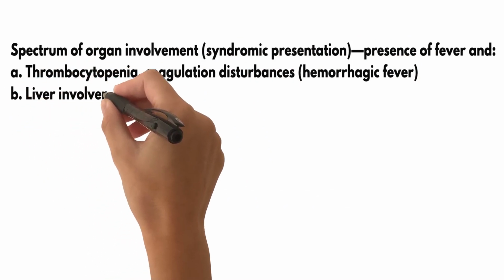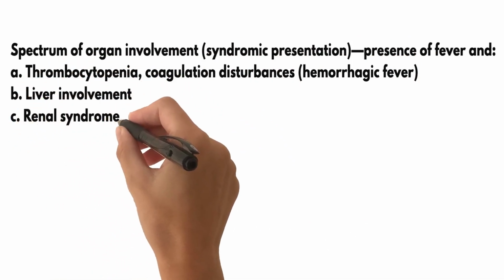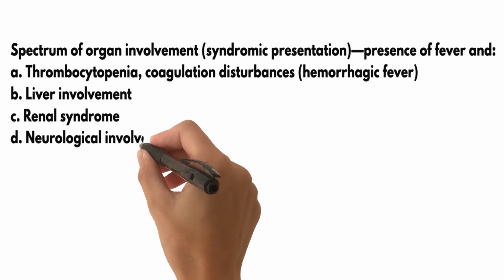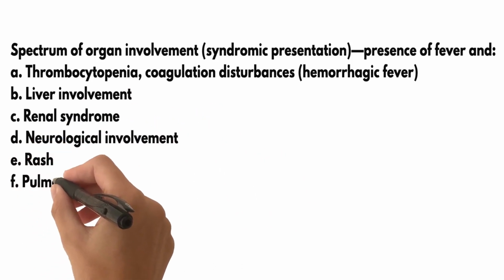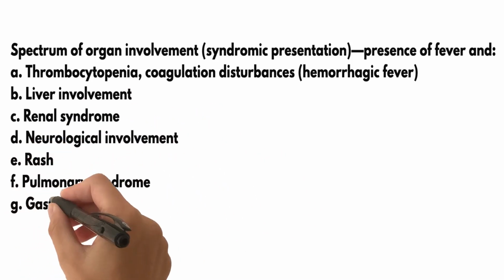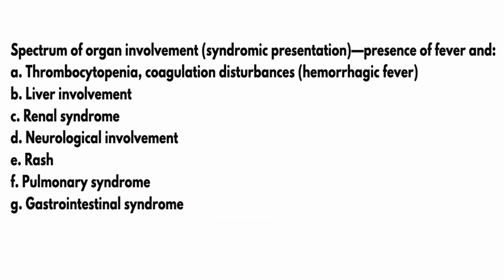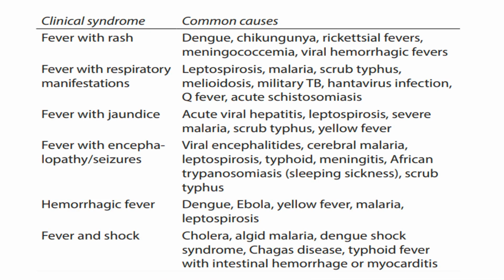B. Liver involvement. C. Renal syndrome. D. Neurological involvement. E. Rash. F. Pulmonary syndrome. G. Gastrointestinal syndrome. This table helps in deciding the differential diagnosis, in case of various syndromic presentations.